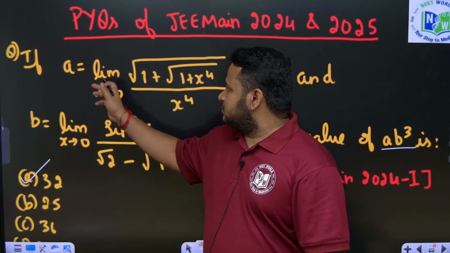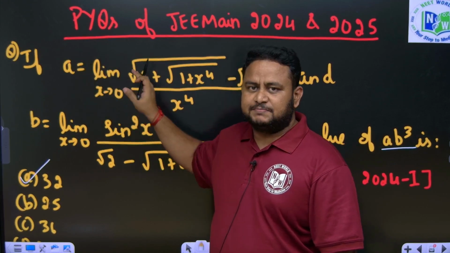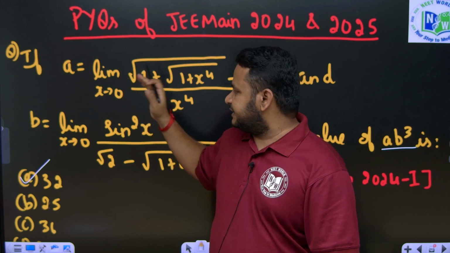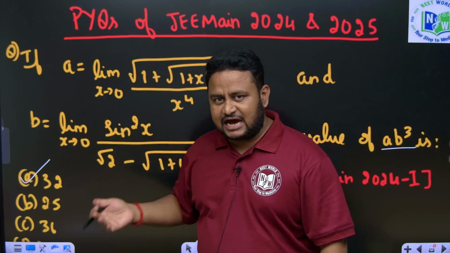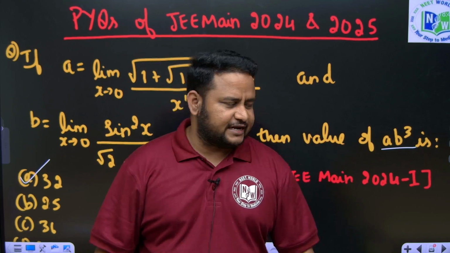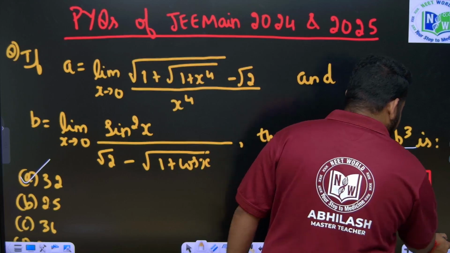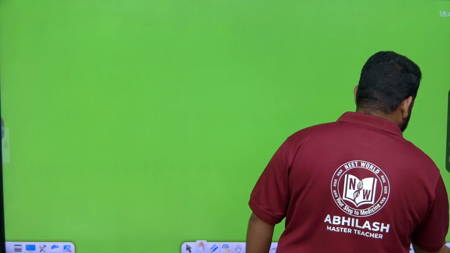While finding the value of A, you can use binomial approximation and get it very easily. And for B, you can use the rationalization method and you will get the answer. Got it, friends? I hope it is clear. Let's move to the next question.